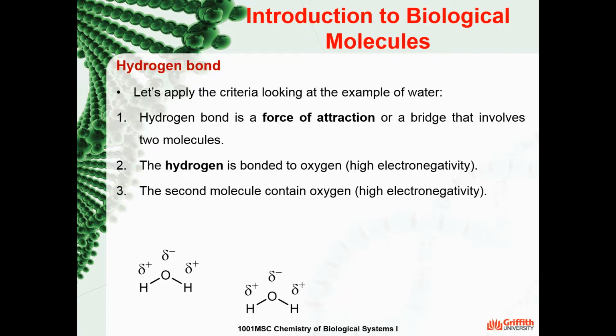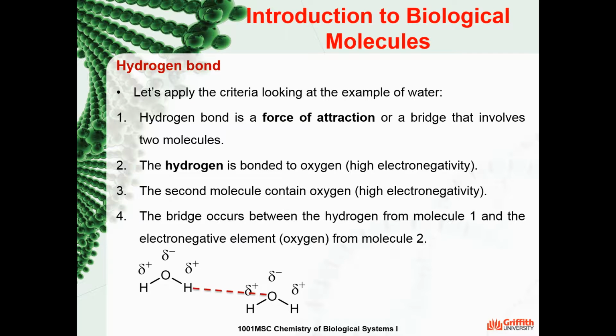The third criteria mentions that the second molecule should contain an element with high electronegativity. You can see an oxygen atom in the second molecule. As all criteria are met, then a hydrogen bond occurs between the hydrogen from molecule 1 and the electronegative element, the oxygen, from molecule 2.